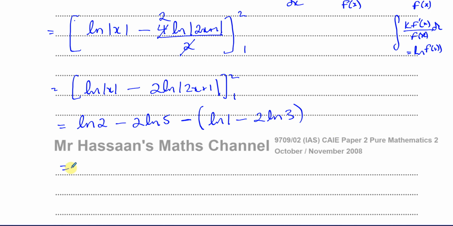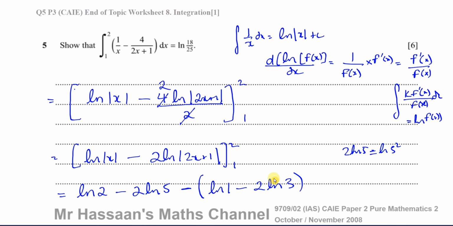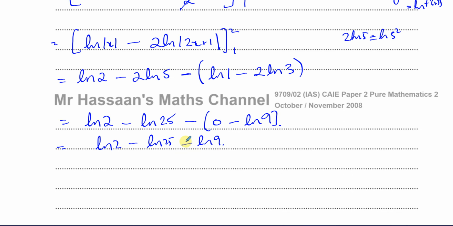So now I'll end up here with ln of 2 minus ln of 5 squared, which is 25. Remember, we can use the power law here. Okay, 2 ln 5 is the same as ln of 5 squared, which is the ln of 25, minus, and here you're going to have ln 1, which is 0, minus ln of 3 squared, which is 9. Okay, so we have ln of 2 minus ln of 25 minus the ln of 9. Sorry, this is going to be plus the ln of 9, minus and minus is plus.